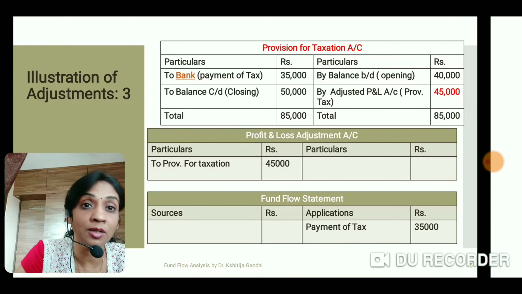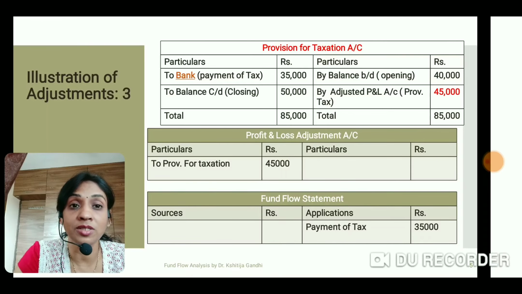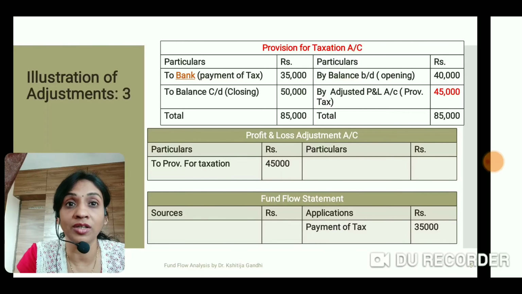Here we are making the payment of tax amounting to rupees 35,000. That is nothing but an application of funds. So we'll write in the fund flow statement, in the application of funds column, payment of tax rupees 35,000. So these are the effects of the adjustment. Now we'll test your knowledge.